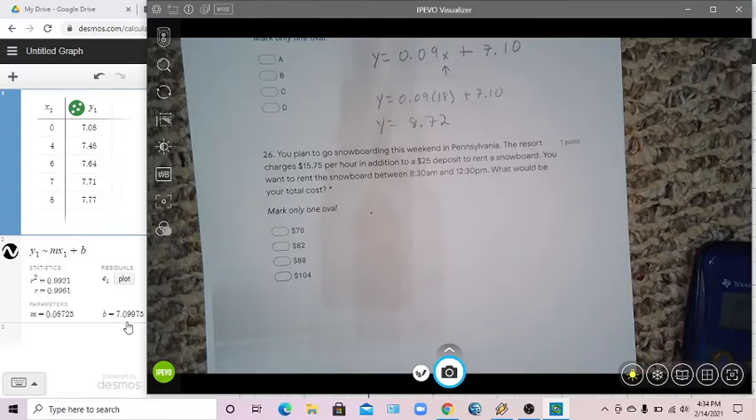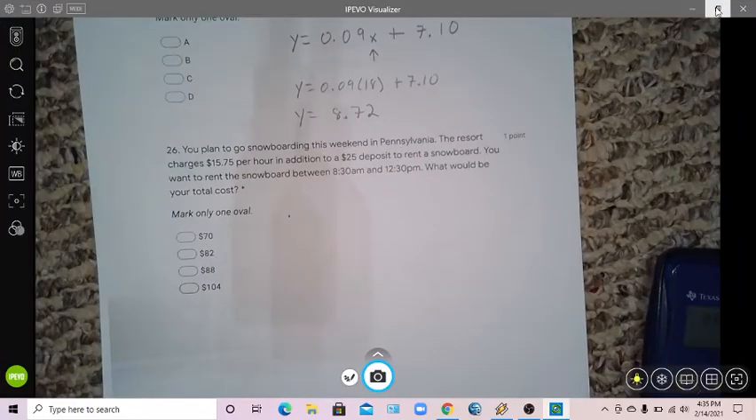You go snowboarding this weekend in Pennsylvania. The resort charges $15.75 per hour in addition to a $25 deposit to rent the snowboard. You want to rent the snowboard between 8:30 and 12:30. What would be your total cost?